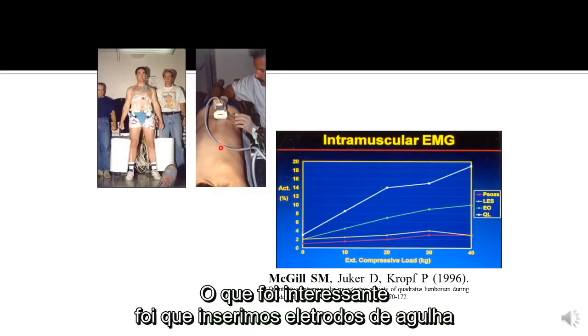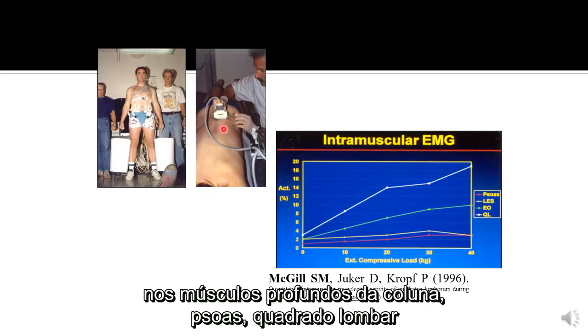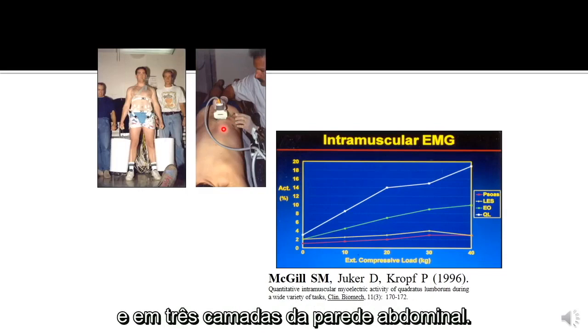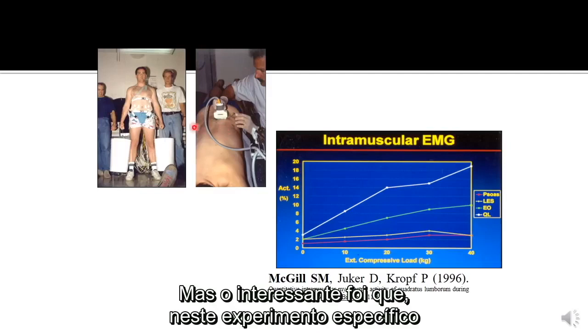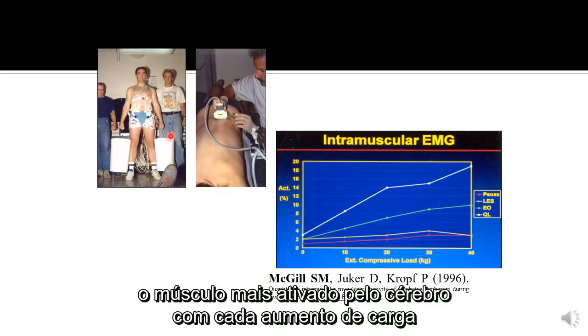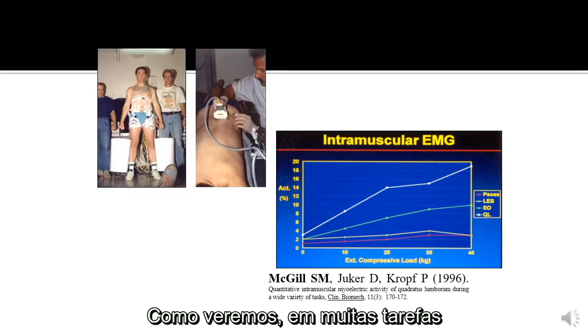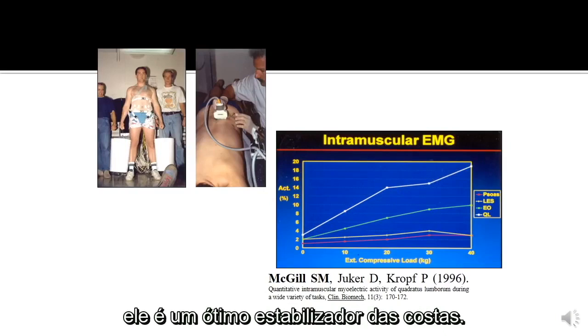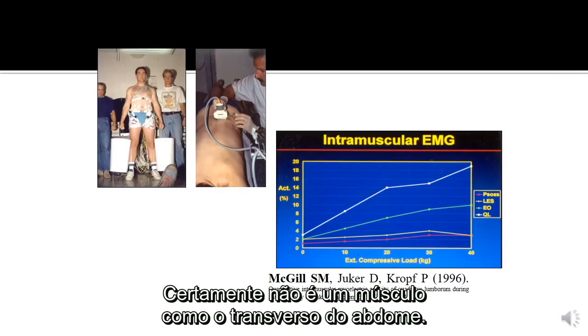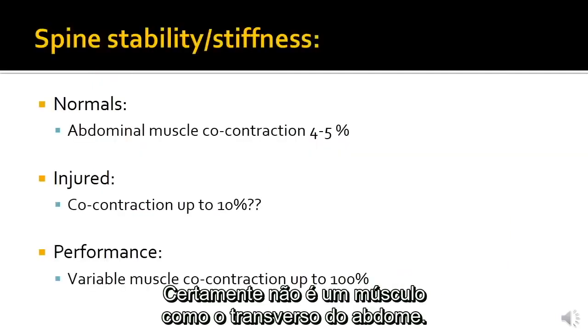And what was so interesting, and I might add that we guided needle electrodes into the deep muscles of the spine, the psoas, quadratus, three layers of the abdominal wall, etc. But interestingly, in this particular experiment, the muscle that the brain activated the most with each increment in load was quadratus lumborum, which, as you will see in many different tasks, is quite often a very prime stabilizer of the back. It certainly is not a muscle like transverse abdominis.